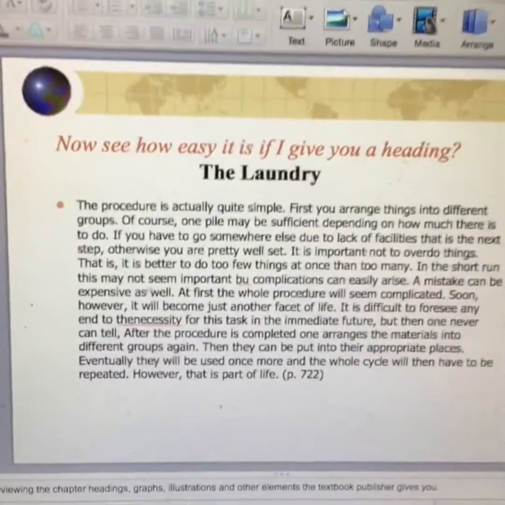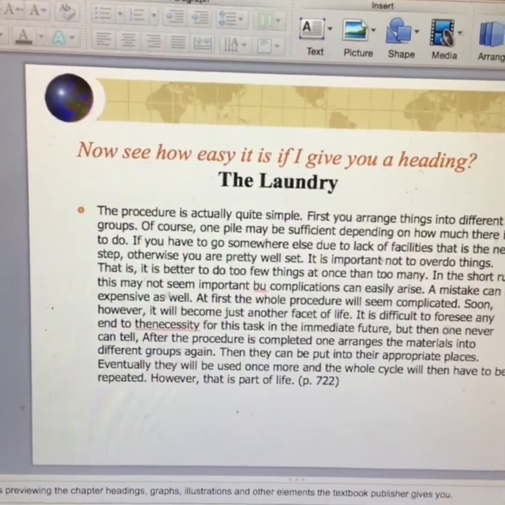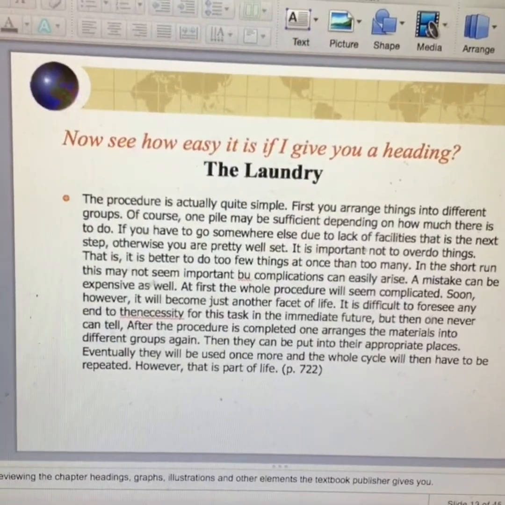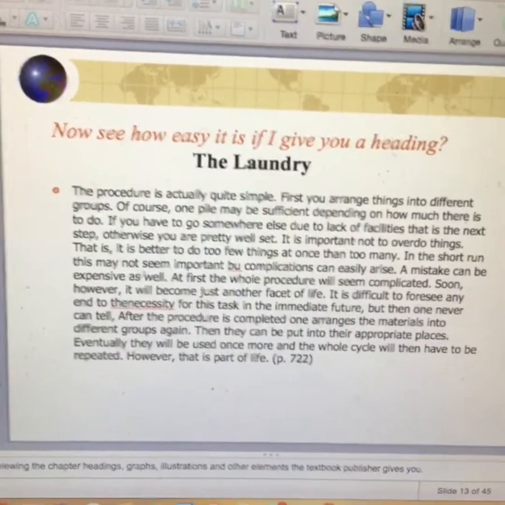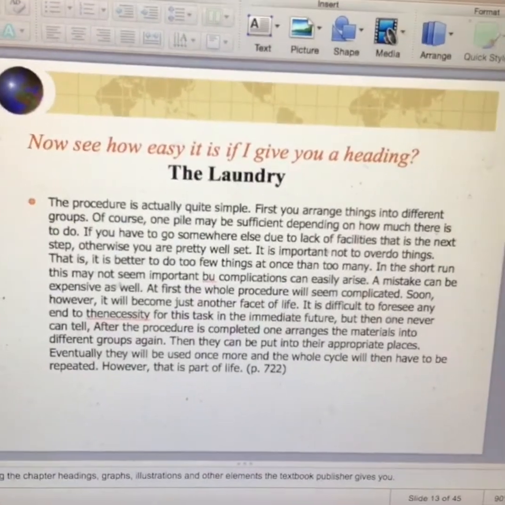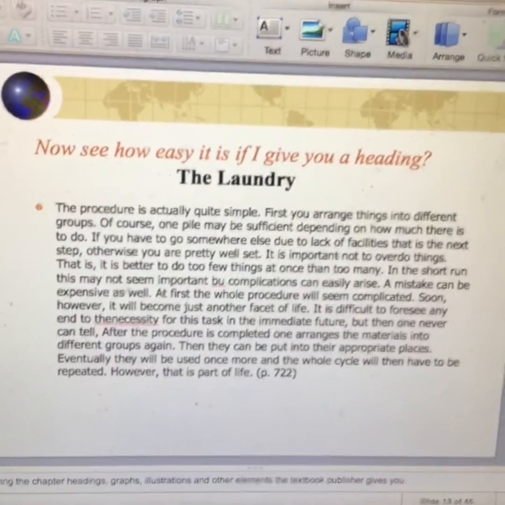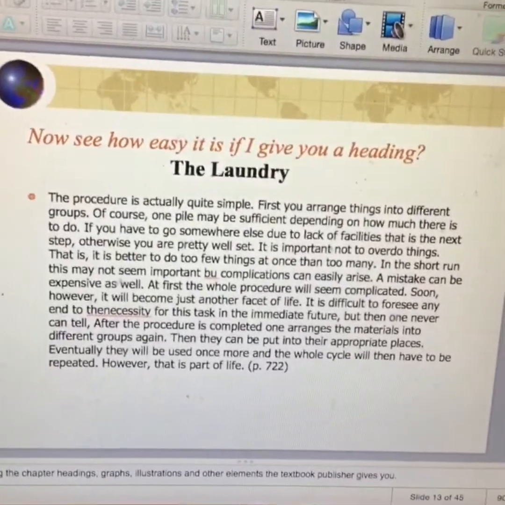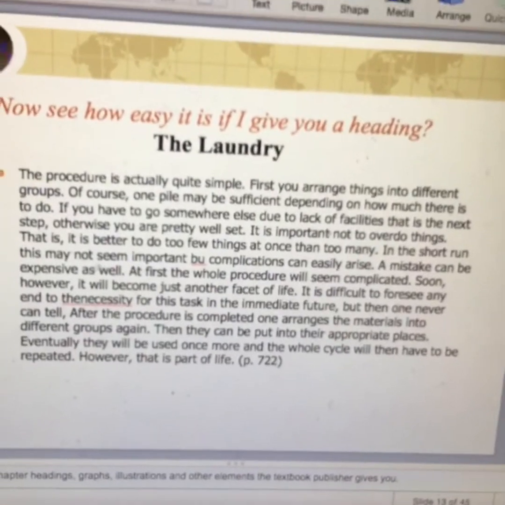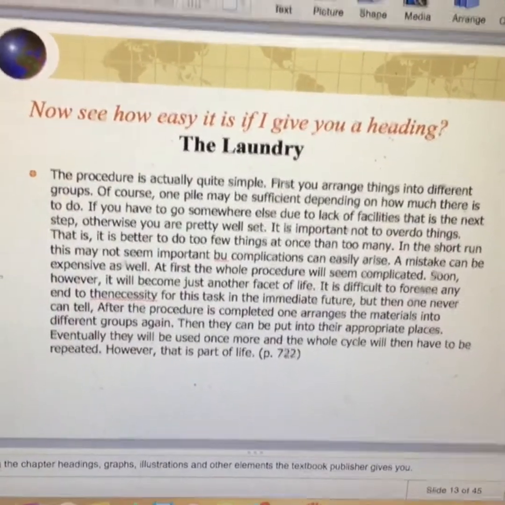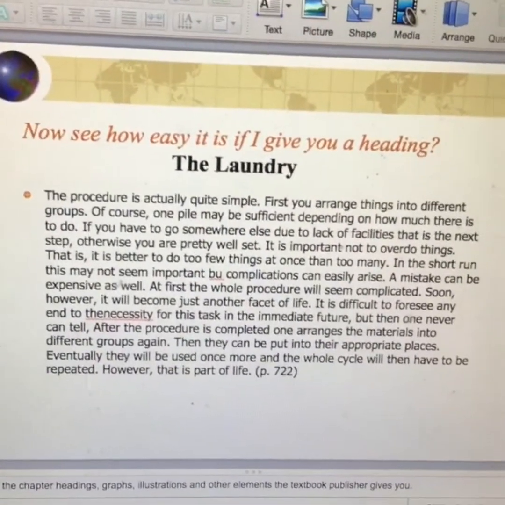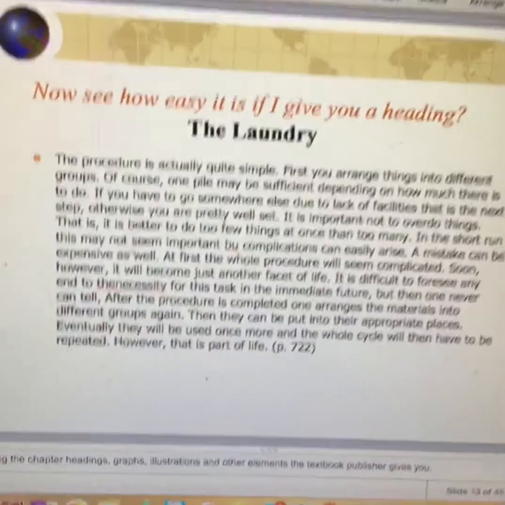Now look at the paragraph again if I've given you the heading. Really makes it much more obvious, correct? You could probably answer specific questions in it, like if I asked you, what will the whole procedure seem to be, and where should you put things in their appropriate places, and how should you arrange things into different groups? And you could answer all of those questions successfully, but you would probably have no actual idea of what you were talking about.